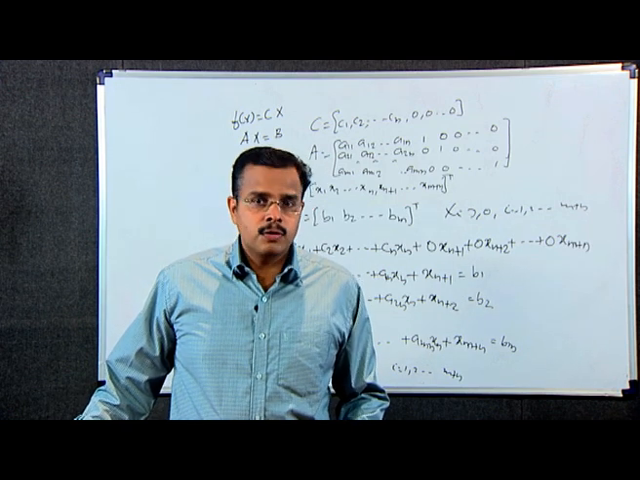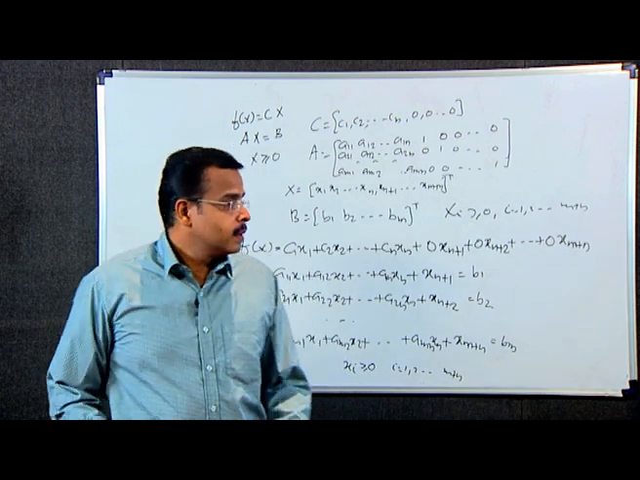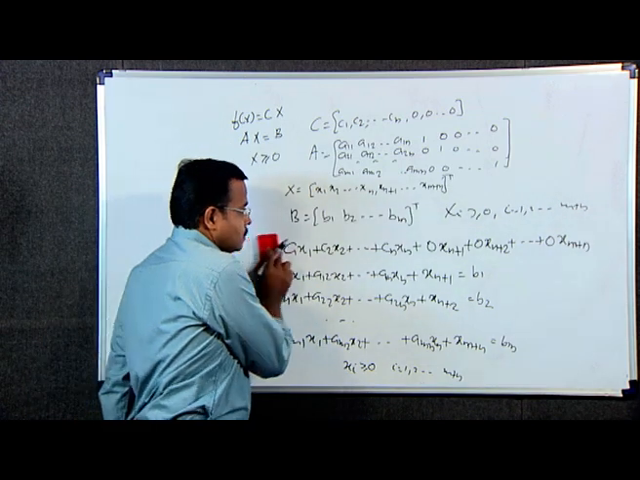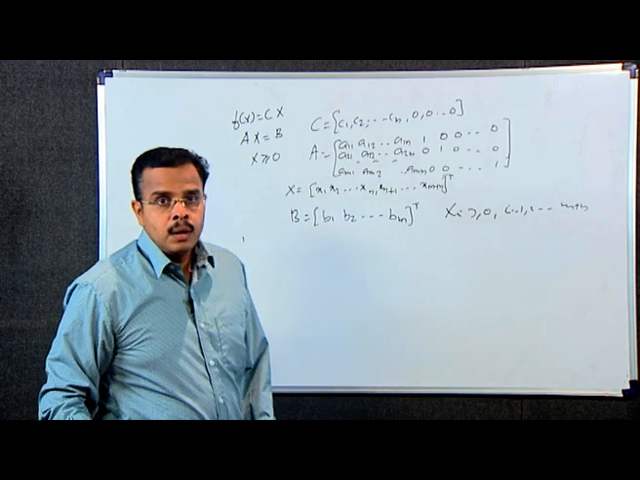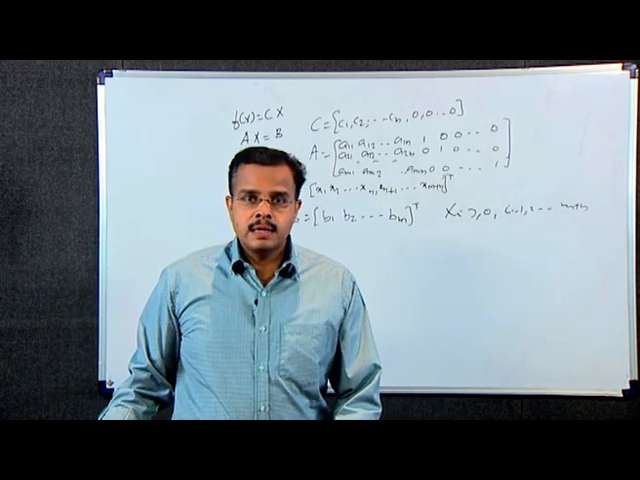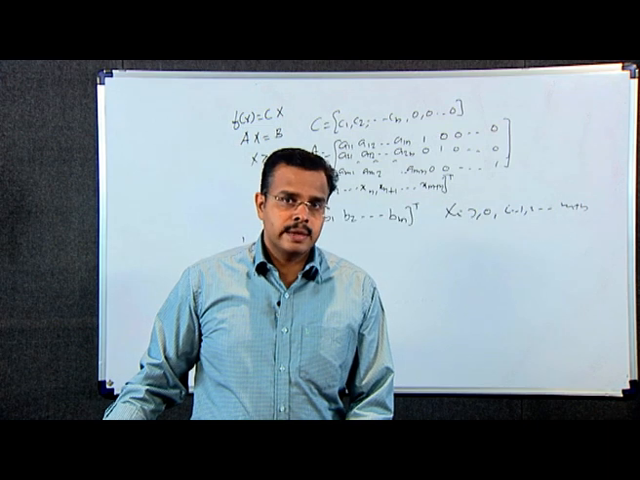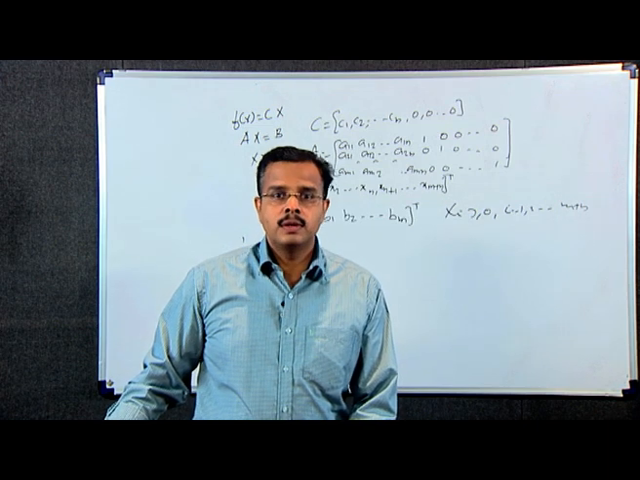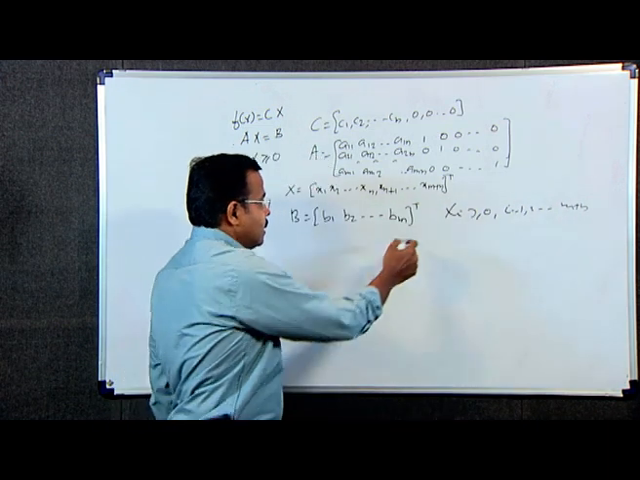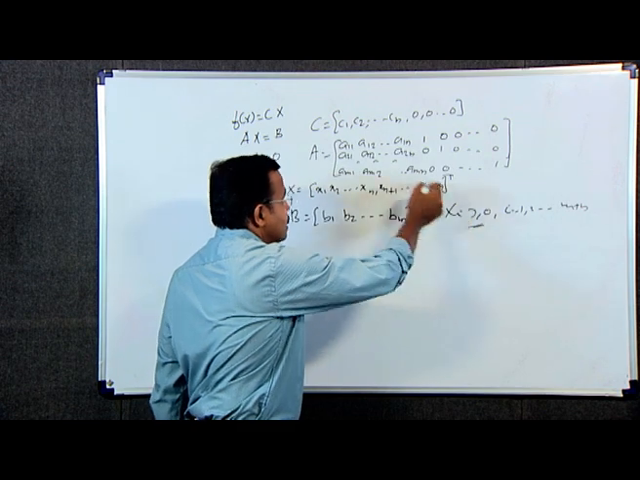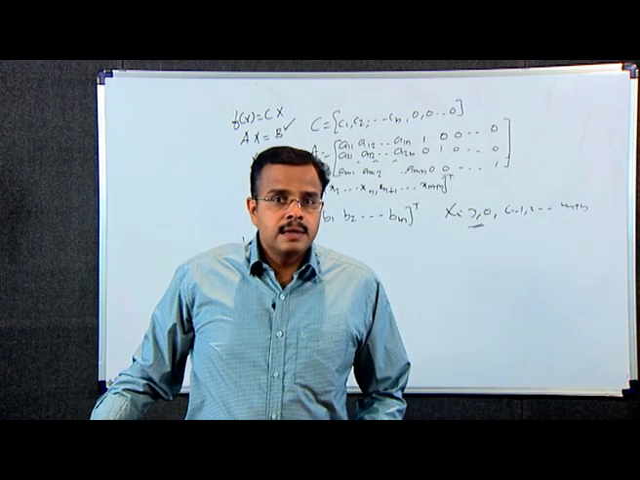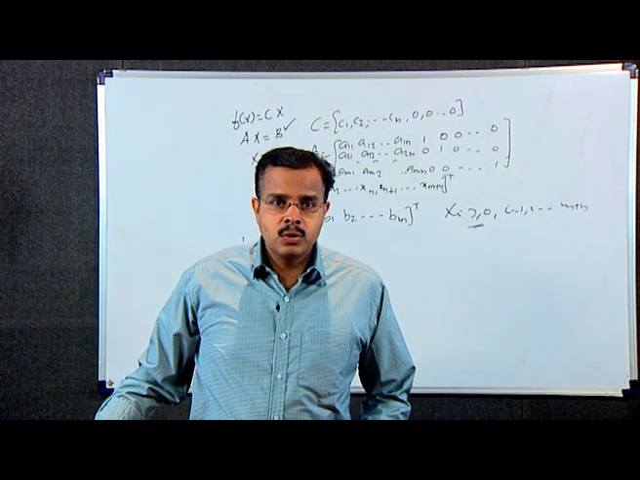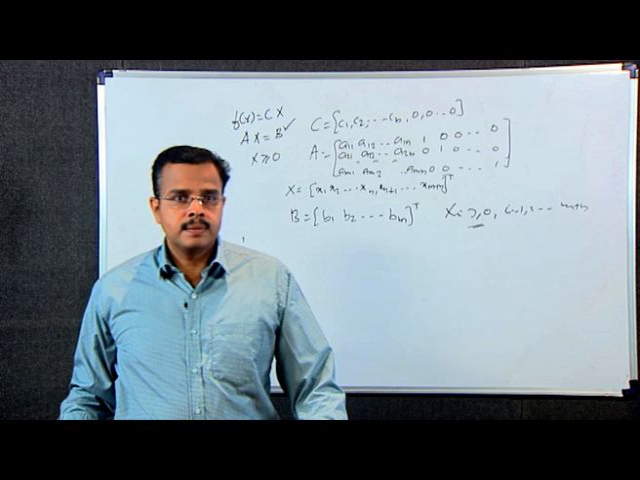The characteristics of this form are: number 1, all the constraints are expressed in the form of equations except for the non-negative restrictions. Number 2, the right hand side of each constraint equation is non-negative.